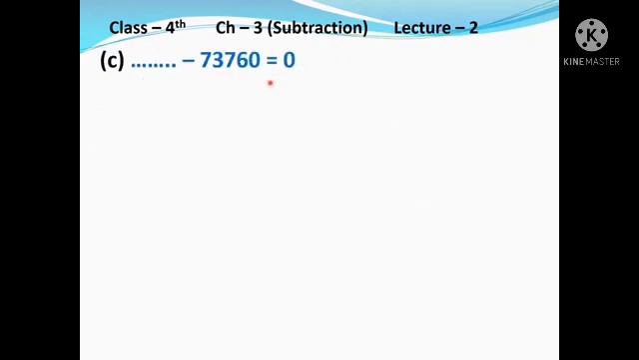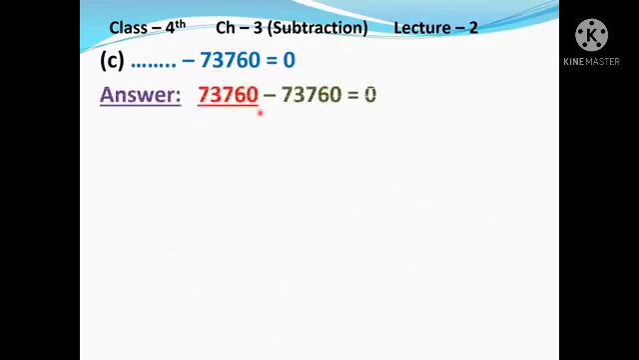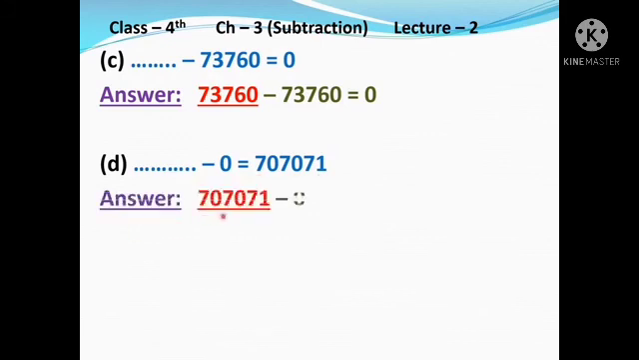Now C part, dash minus 73,760 equal to 0. See, difference is 0, so we will write here that same number, that is 73,760. Write down the answer. 73,760 minus 73,760 equal to 0. Clear? Now D part, dash minus 0 equal to 7,07,071. See, difference is 7,07,071. So we will write here that same number, that is 7,07,071. Okay, write down 7,07,071 minus 0 equal to 7,07,071. Okay.